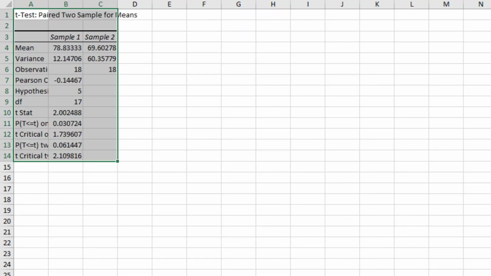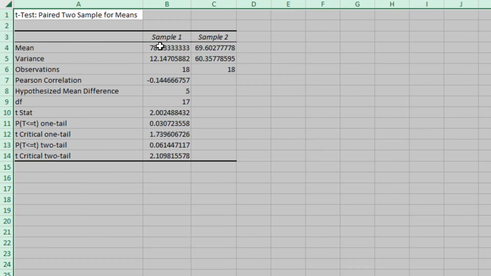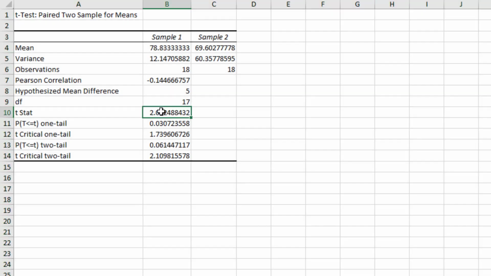And then hit OK. It's going to give you a new sheet with your results. Here's the mean of the first one, mean of the second one, and so on, right? How many observations, degrees of freedom, here's my t-stat, here's my p-value. The only thing it doesn't really give you is the mean of the difference scores and things like that. But it does give you your test statistic, the p-value if it's a one-tailed test, and the p-value if it's a two-tailed test. It gives you the t-critical value that you're testing against as well, if you need that for anything.